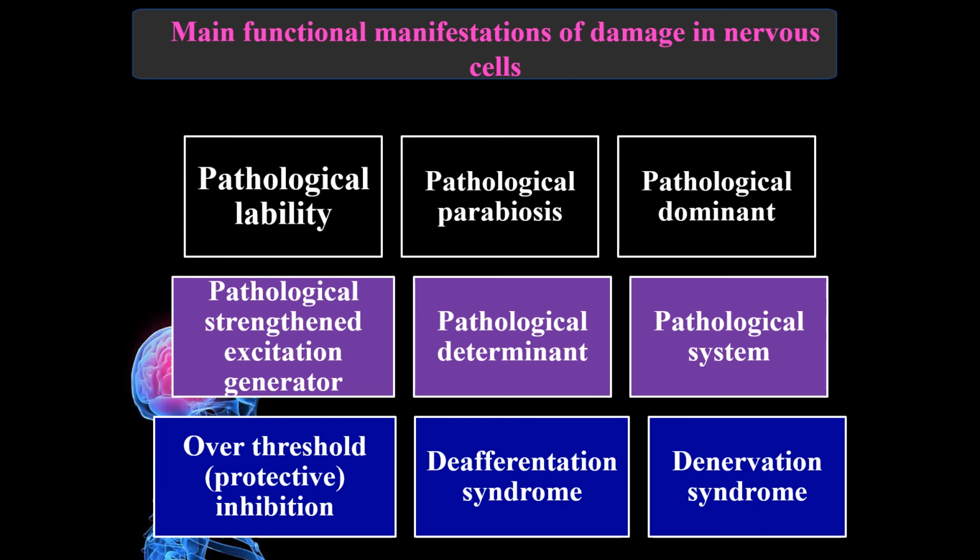And deafferentation syndrome. Deafferentation is the cessation of the arrival of afferent impulses to neurons through the sensory nerves. This syndrome develops as a result of blockage of the receptors on the postsynaptic neurons by toxins or by some drugs. And denervation complex is a complex of changes arising during deprivation of innervation of organs and tissues.